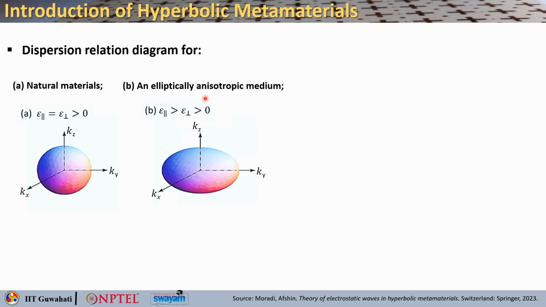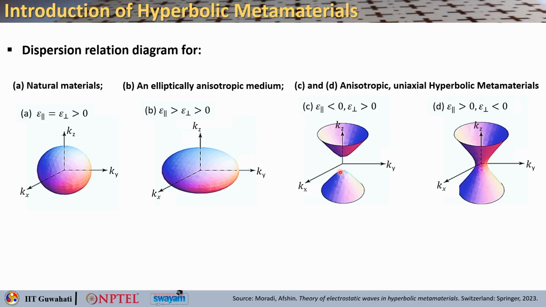Now, if you have a medium that is anisotropic, that means the values are both positive, but not equal. In that case you will get an ellipsoid kind of isofrequency surface, or you can say this is the dispersion relation that gives you this ellipsoid. In the xz plane you can get this kind of ellipsoidal isofrequency contour. This tells you about the anisotropy in the medium.